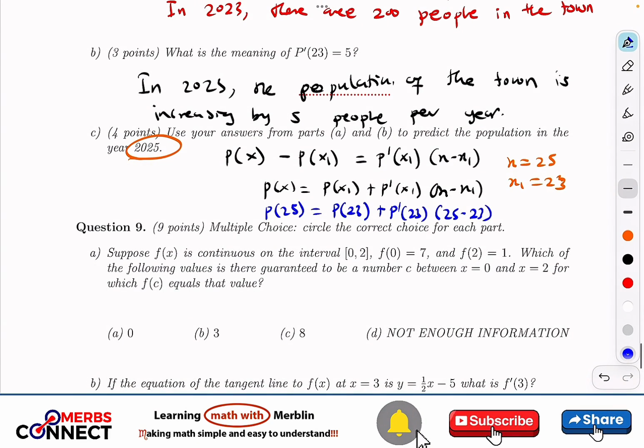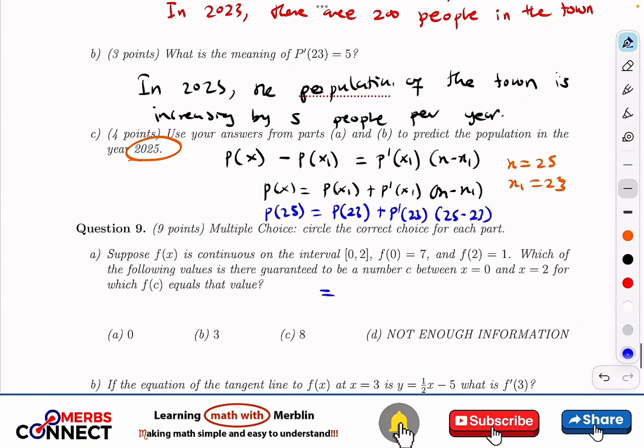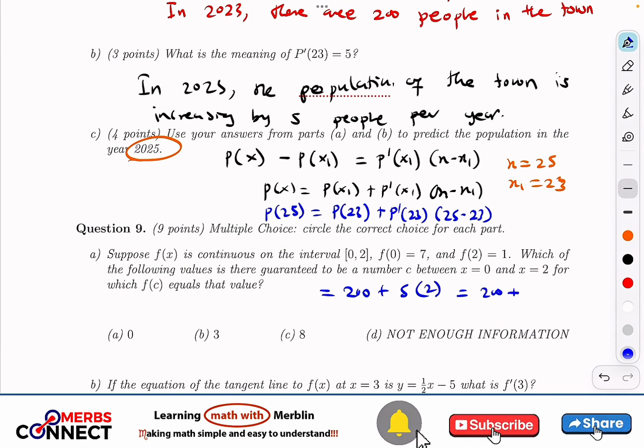So what are we going to get? This will be equal to P of 23, which was 200. P prime was 5. Then when I subtract, I'm going to get 2. So this is going to be 200 plus 10, and this is 210. So the estimation for 2025 is going to be 210.